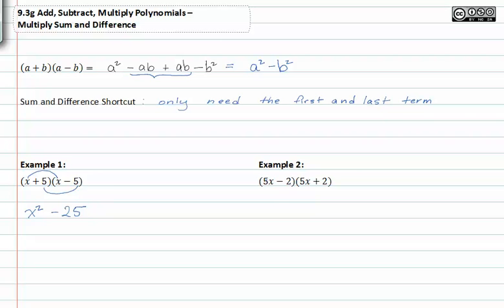And same with example 2. Since the 2 is negative here, but positive here, and everything else about these two binomials is identical, we can simply multiply the first two terms together and the last two terms together to get 25x squared minus 4.